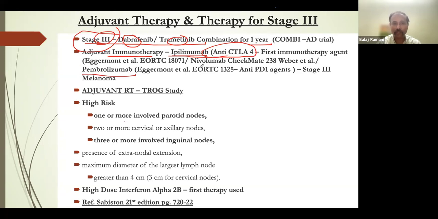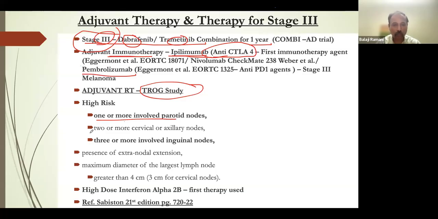You also have immunotherapy as the treatment option. Is there a role for adjuvant radiation? Radiation used to be considered as something which is, melanomas are radio insensitive, but that was until the TROG study came, the Trans-Tasmanian Radiation Oncology Group studies. So when you take head and neck, basically any parotid node which is involved, that is significant.